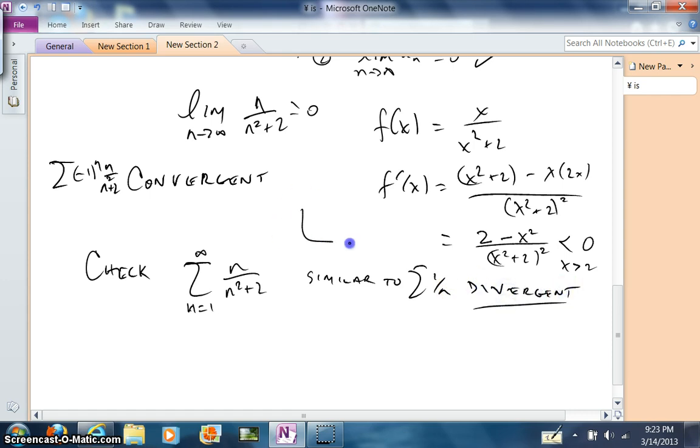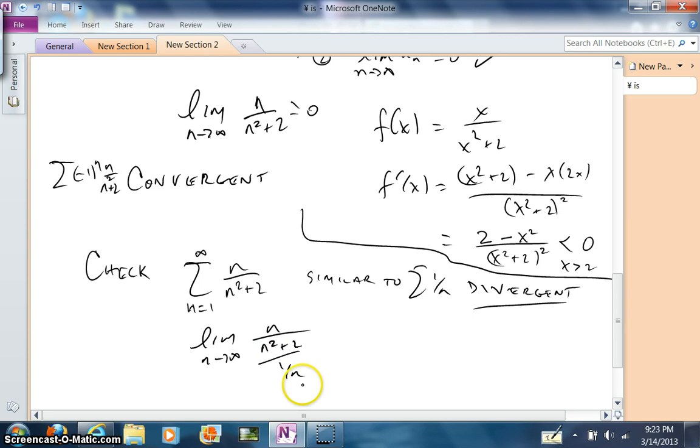So let's do limit comparison. We'll do the limit, n goes to infinity, of n over n squared plus 2. Now I'm going to divide by 1 over n. See if you agree that that's the same as multiplying by n. So I'm going to divide by 1 over n, but what I could do is just multiply by n. That's the same thing.